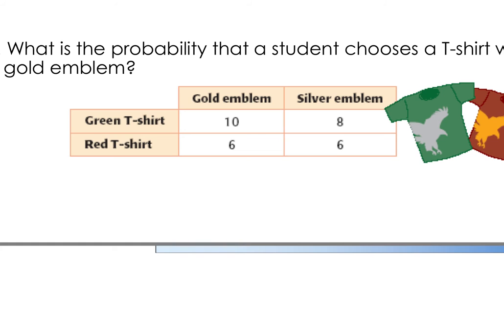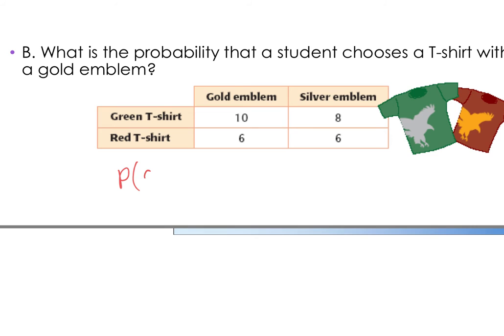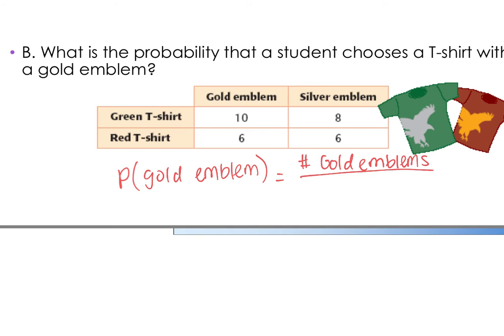Okay. What is the probability that a student chooses a t-shirt with a gold emblem? Guys, I would like you to write this one out the way that I'm going to. So we're looking for the probability of a gold emblem, correct? Make sure you have a P and then a parentheses. So we need to know the number of gold emblems over the total t-shirts.